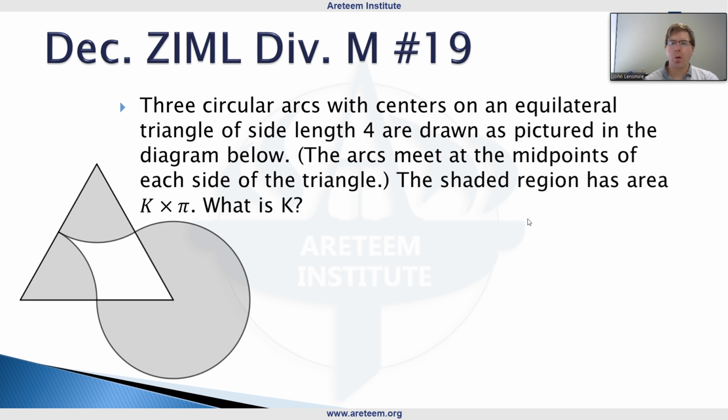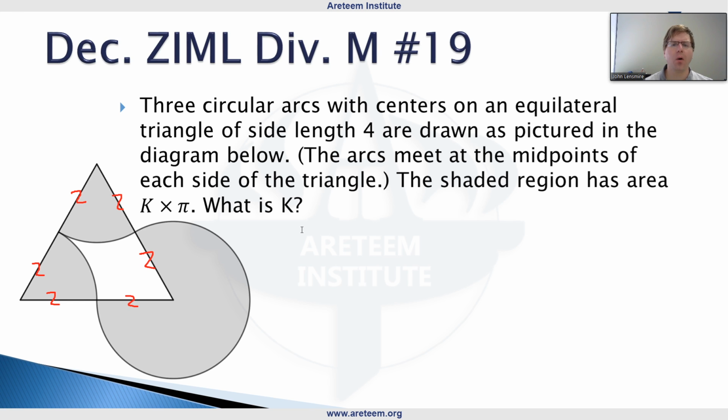So here we have 3 circular arcs with centers on an equilateral triangle of side length 4. Remember that equilateral triangle means all the side lengths are the same. If all the side lengths are the same, and they're all 4, we have a bunch of 2's that we can draw here. So we can break this down into things like this as well.